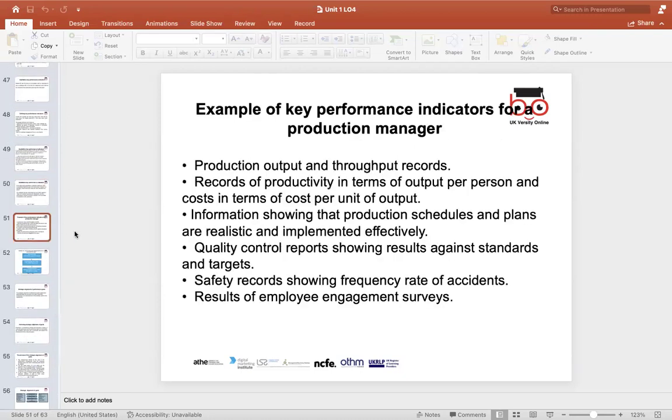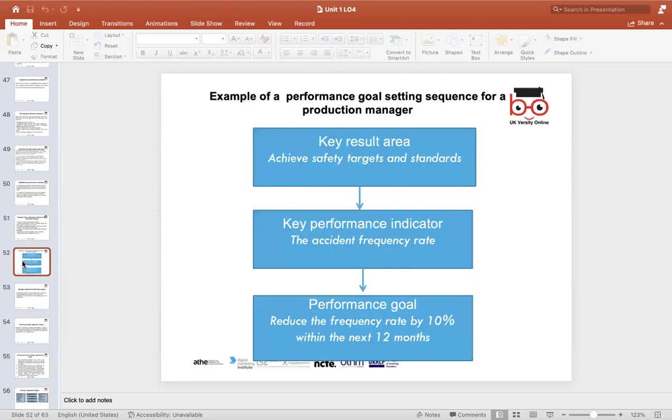Perfect. So I've spoken about key result areas, key performance indicators, and performance goals. Key result areas are areas in which the business is performing well, and how they've been achieving the standards and targets required. Whereas KPIs are indicators that show you how you're achieving your tasks, for example, if you are achieving certain goals or not, or the frequency rate at which you're doing your tasks.